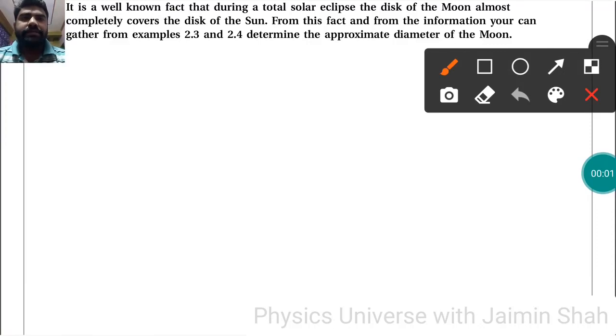Now the question is: it is a well-known fact that during a total solar eclipse, the disk of the moon almost completely covers the disk of the sun. From this fact and from the information you can gather from examples 2.3 and 2.4, determine the approximate diameter of the moon. See here, this is our earth, right?